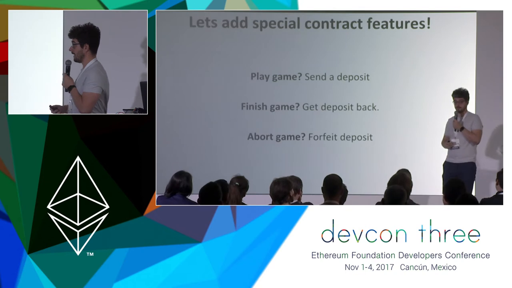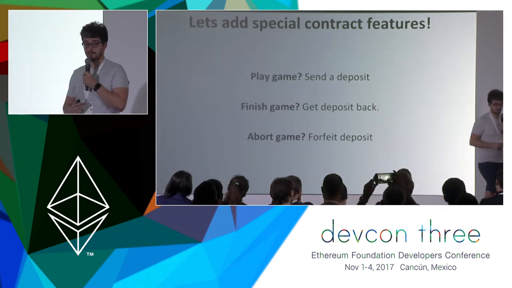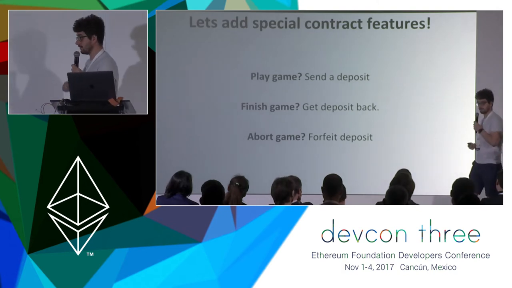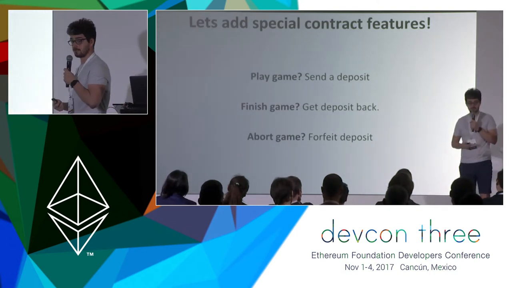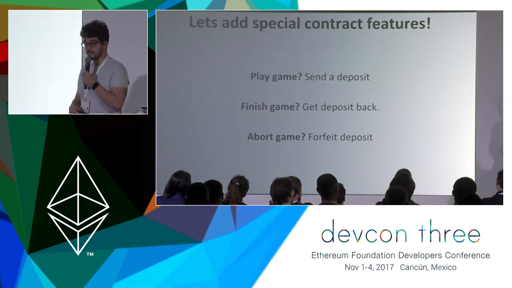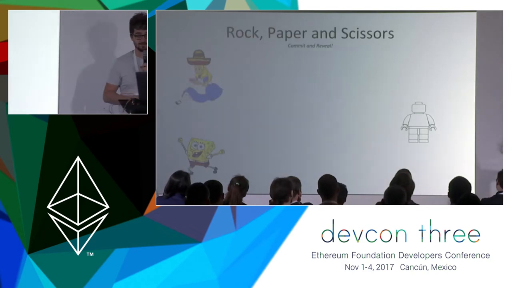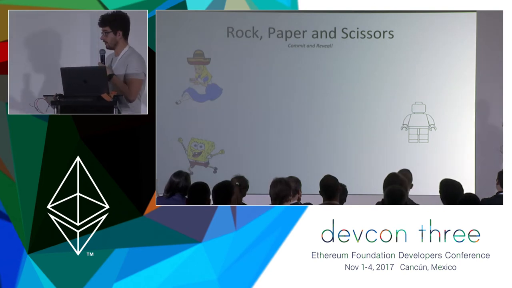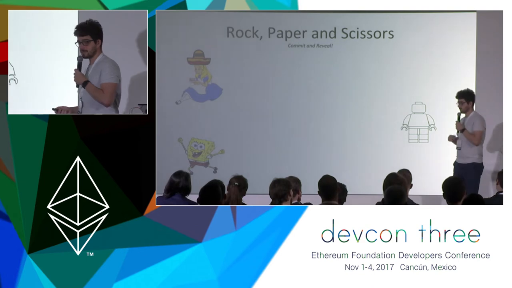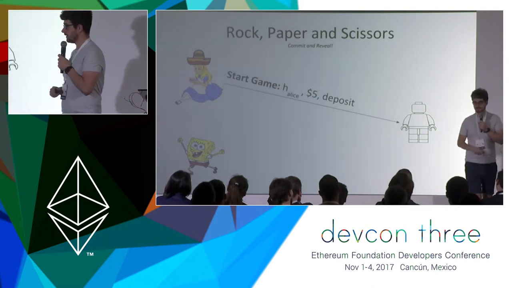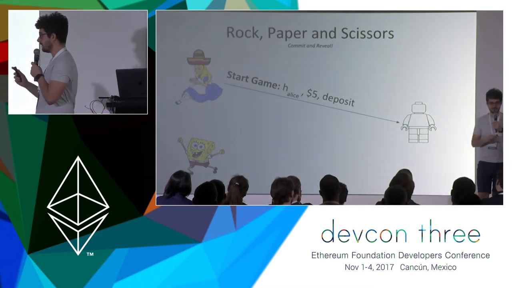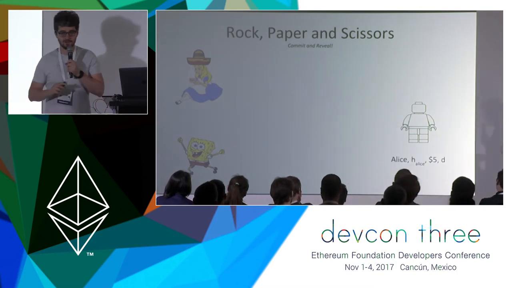So that's really cool. And what I also want to add are two really cool features of smart contracts, deposits and refunds. The idea is that when you start a game, you send a deposit. And then when you finish the game, you get your deposit back. And this will provide a financial incentive for people to finish the game. So let's go back to our simple example of rock, paper, scissors. Alice will make a choice, run it through the hash function, and then she'll send the hash of her choice, $5, and that small deposit.